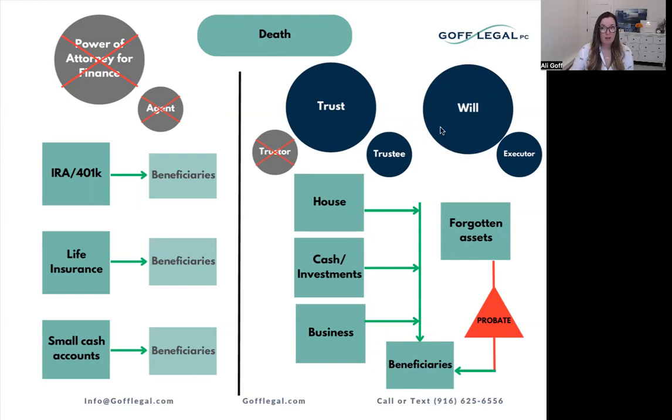Then you'll see the will here. The only time the will applies is when you're gone. That's why it wasn't on our incapacity screen. It's only when we're dead. The executor is the name of the person who executes the will. Hence why we have a trustee and an executor.